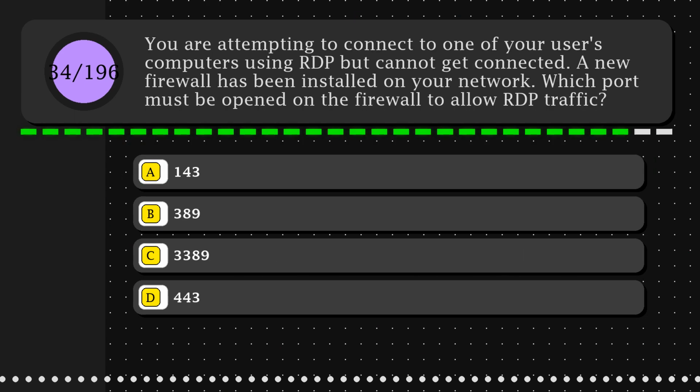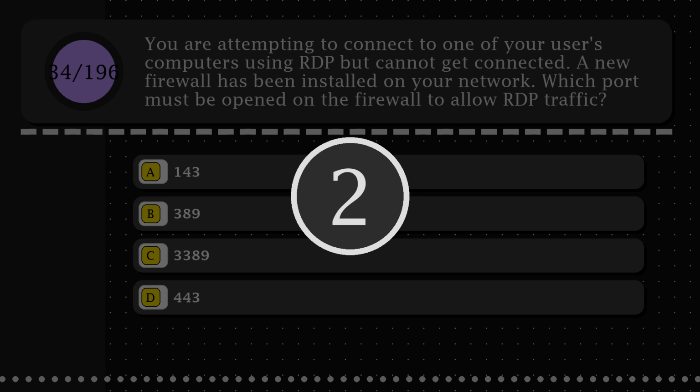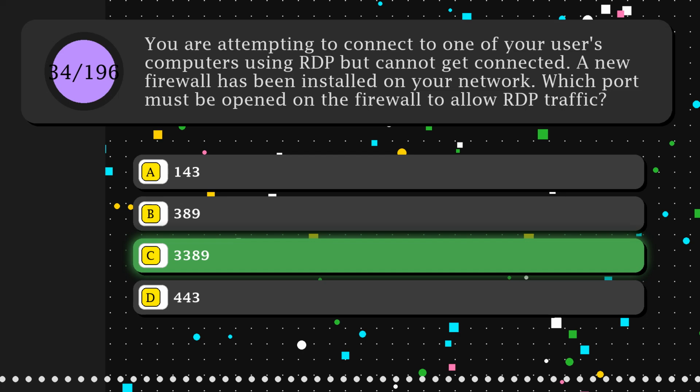Question 34. You are attempting to connect to one of your user's computers using RDP but cannot get connected. A new firewall has been installed on your network. Which port must be opened on the firewall to allow RDP traffic? Option A, 143. Option B, 389. Option C, 3389. Option D, 443. The correct answer is option C, 3389.